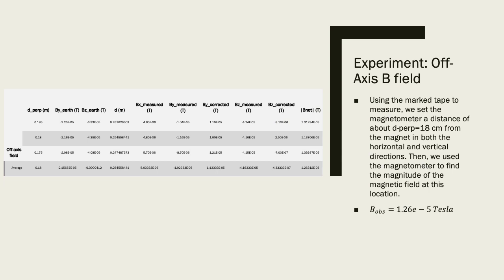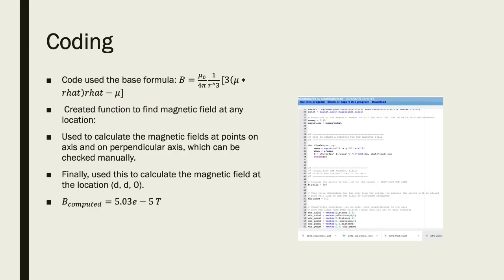Then, using the marked tape to measure, we set the magnetometer a distance of about d equal to 18 centimeters from the magnet in both the horizontal and vertical directions. Then we used the magnetometer to find the magnitude of the magnetic field at the location. We found an observed B field of 1.26 times 10 to the negative 5th Tesla. The data to the right are the data shown from D perp, both before and after adjusting for the Earth's magnetic field. We used the equation from Biot-Savart's law in order to base the code off of.